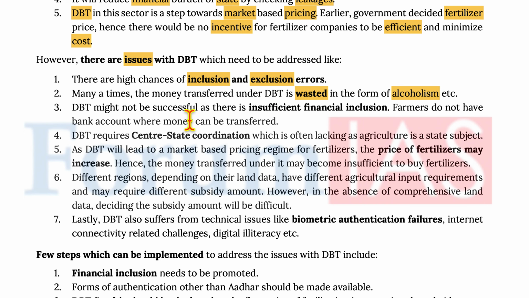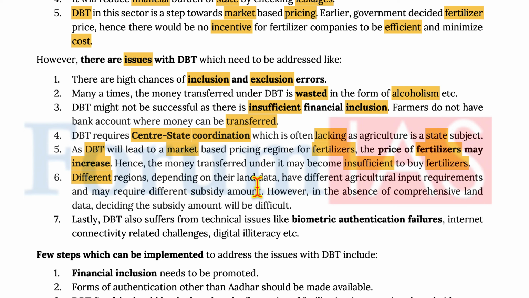DBT might not be successful as there is insufficient financial inclusion. Farmers do not have bank accounts where money can be transferred. DBT requires state center coordination, which is often lacking as agriculture is a state subject. As DBT will lead to a market based pricing regime for fertilizers, price of fertilizers may increase. Hence, the money transfer under it may become insufficient to buy fertilizers.